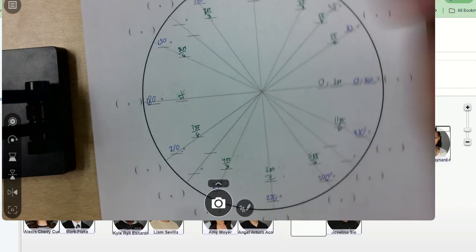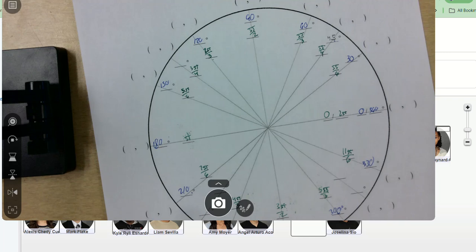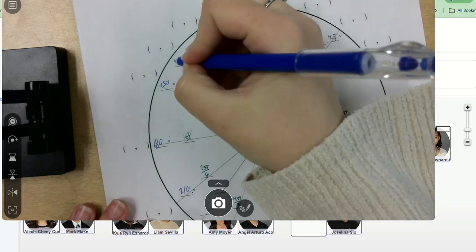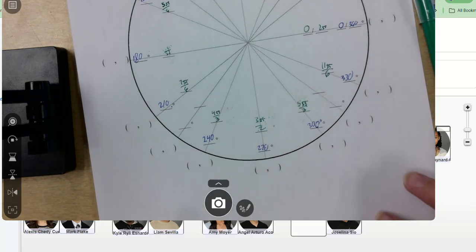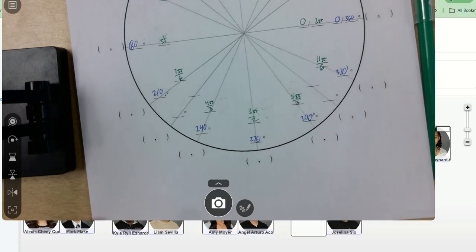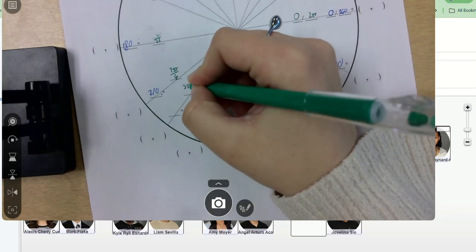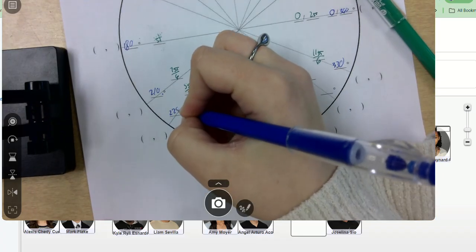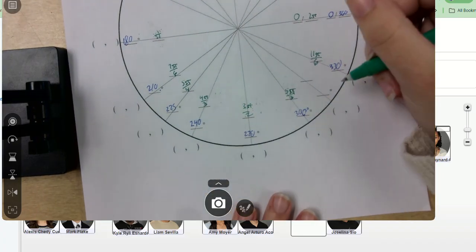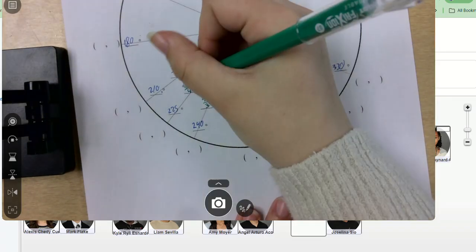Yep, in between 120 and 150. So that's 3 pi fourths. And how many degrees is that? Yeah, 135. Perfect. Okay, scooching down to quadrant 3. How many pi fourths would be up here? Yep, 5 pi fourths, which is how many degrees? Yeah, 225. Okay. Which one? This one? 5 pi fourths. Yep.